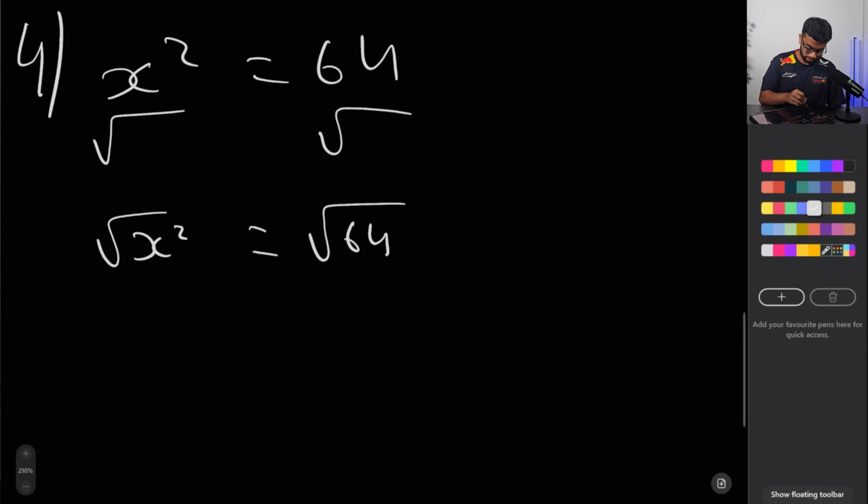The square root of x squared is just x, but the square root of 64 is not just 8, it can also be minus 8, because minus 8 multiplied by minus 8 still gives us 64. So you can say x equals plus or minus 8, and that is how you answer this question.